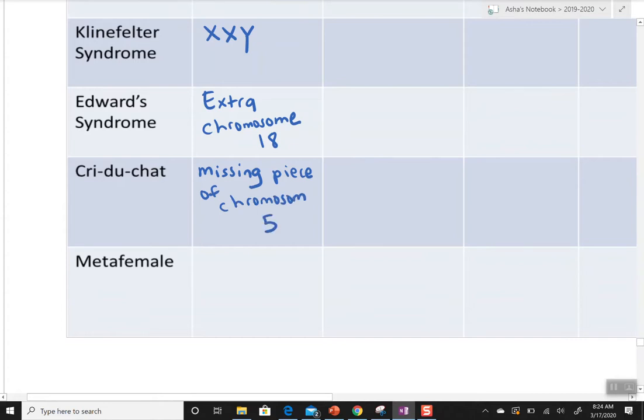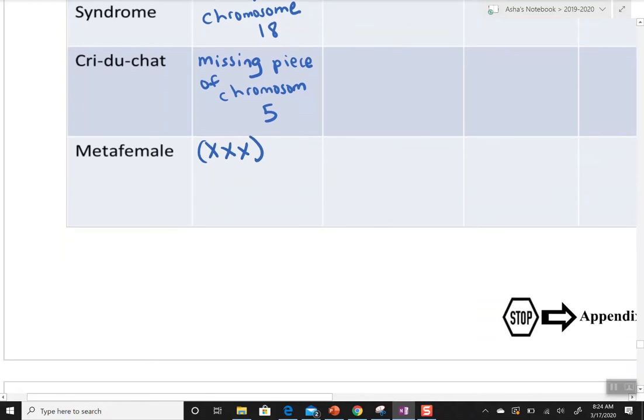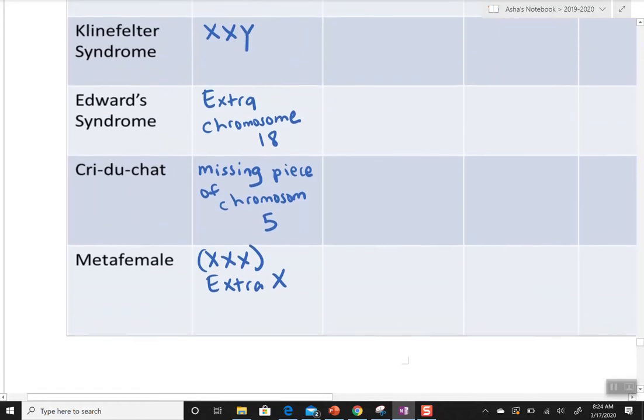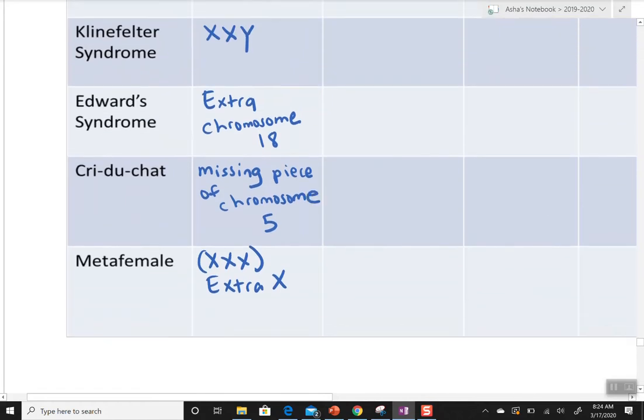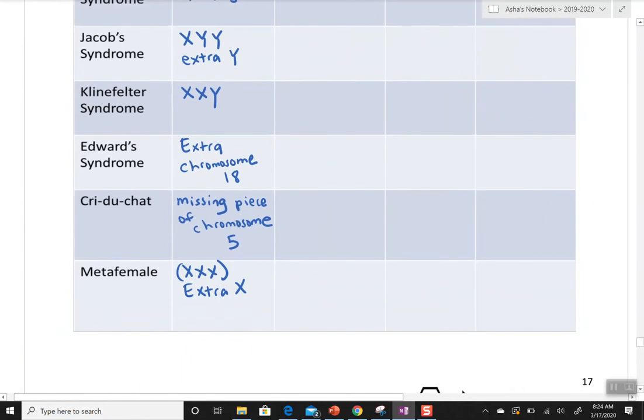And then for meta-females, we could have XXX. You'll have 3 X's. So you have an extra X chromosome. Okay. And I'm going to show you what all of that looks like.